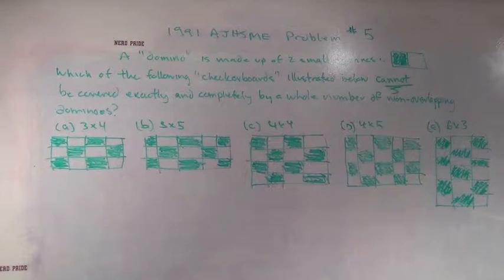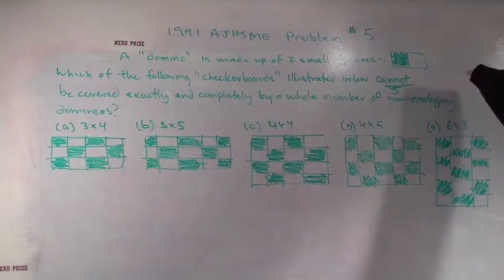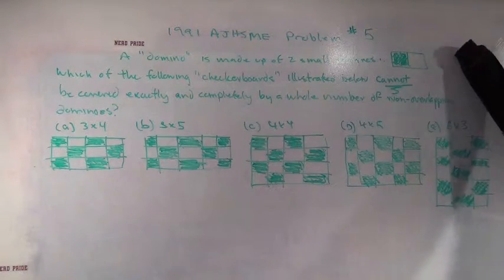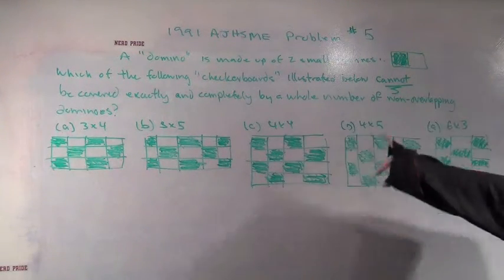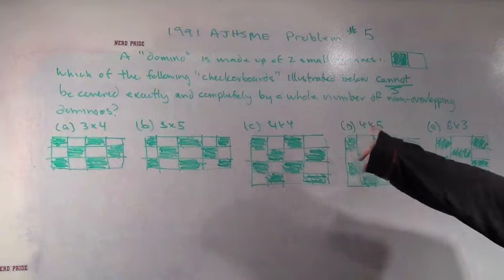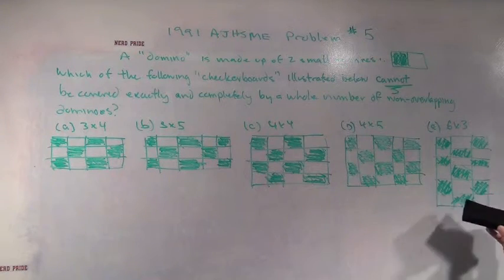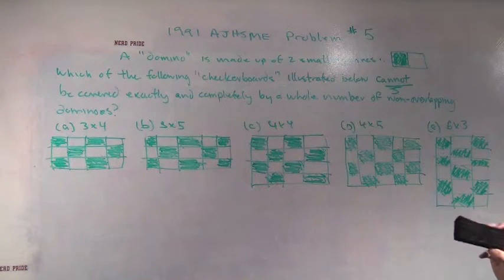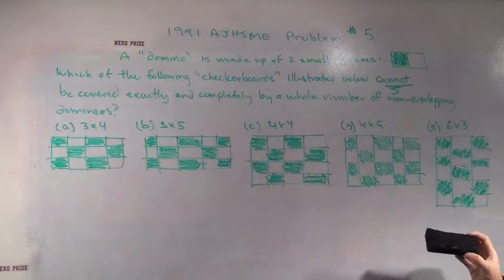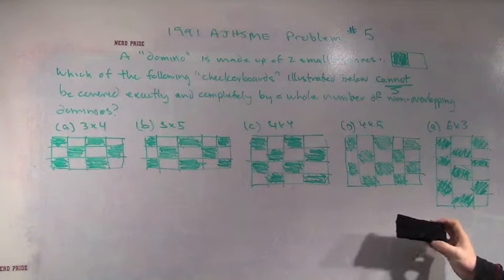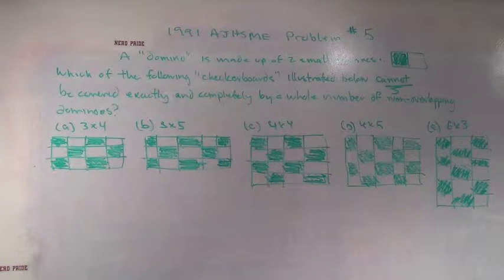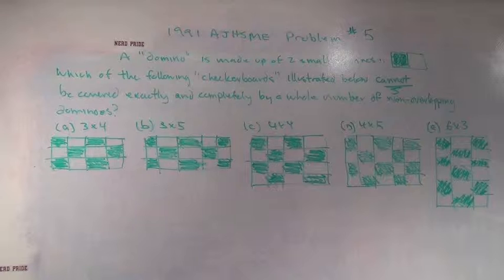Okay, a domino is made up of two small squares, like this. Which of the following checkerboards, illustrated below, cannot be covered exactly and completely by a whole number of non-overlapping dominoes? Sorry for not drawing all of these the right size. Their ability to print this on paper is better than my ability to draw it on my whiteboard here, but hopefully you get the idea.